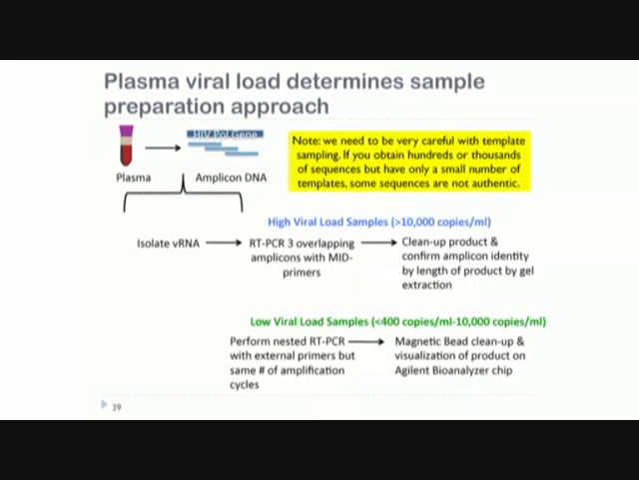We've developed slightly different methodologies for studying samples with high viral loads and low viral loads. The important thing isn't how these methods are different. The important thing to remember is that you have to be very careful when you're looking at template sampling. If you have a sample that only has 100 copies of virus per milliliter of blood plasma, you can't generate 10,000 sequences or 1,000 sequences from that and expect to have those sequences be biologically authentic. There simply isn't that much template in the tube.